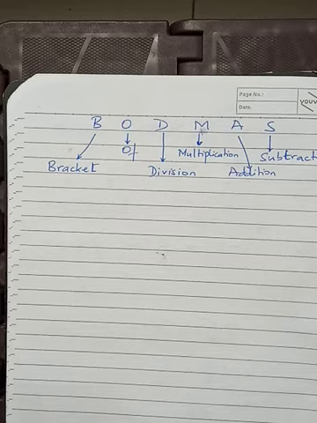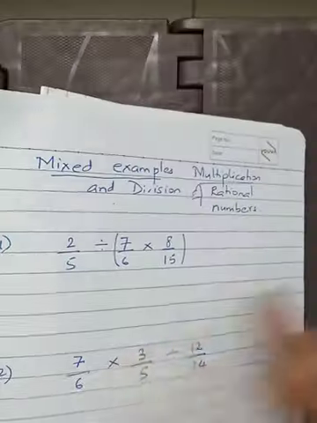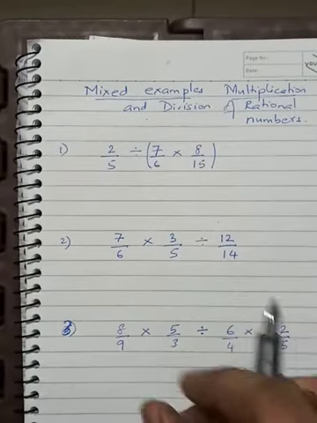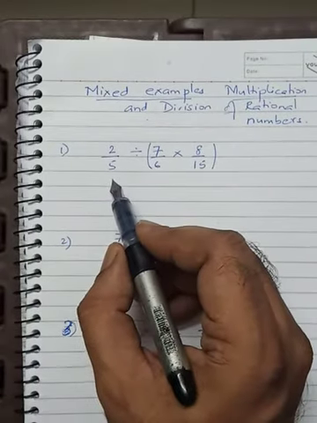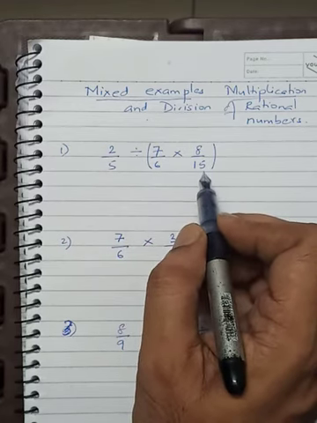But we will also be doing mixed examples for addition, subtraction, multiplication and division in the next video. So for now we will just do multiplication and division, and let's see how the BODMAS rule will be applied. So here the first question is 2 upon 5 divided by 7 upon 6 multiplied by 8 upon 15.